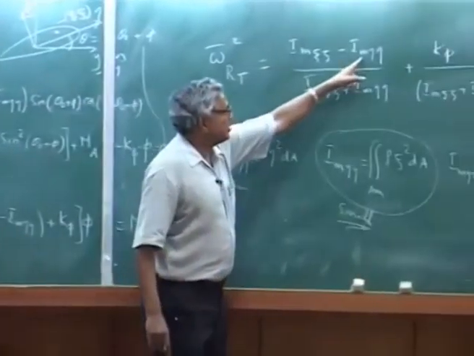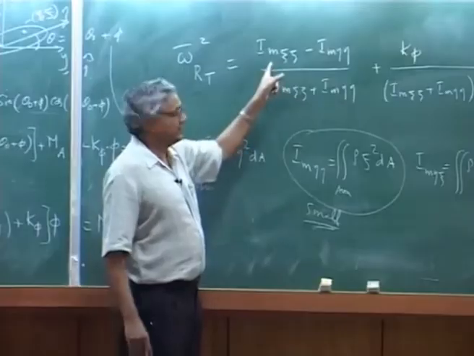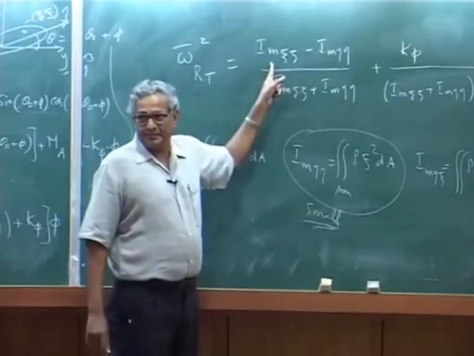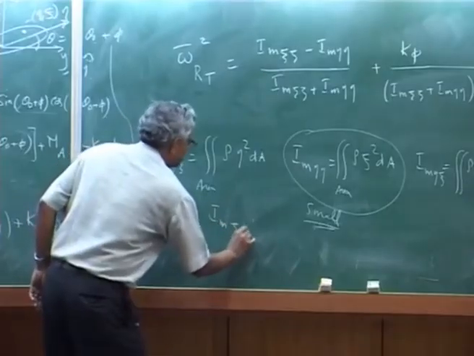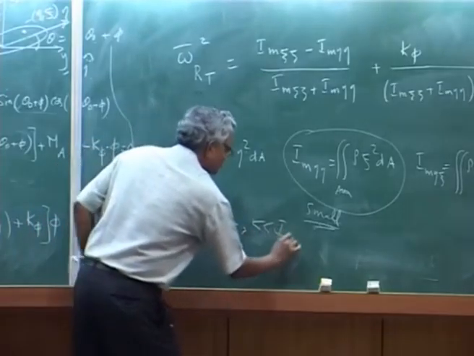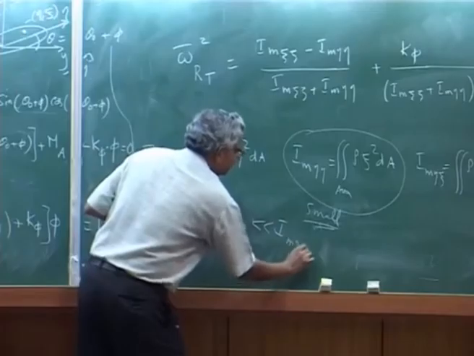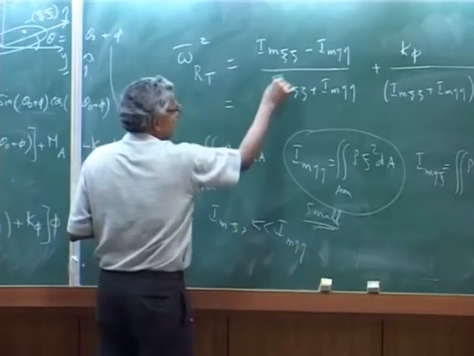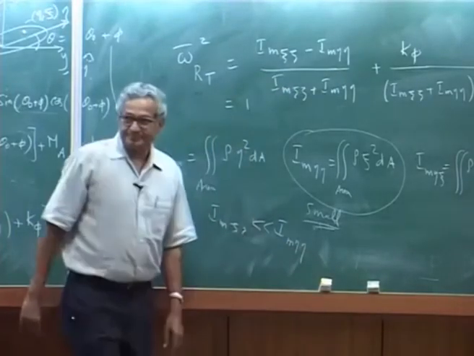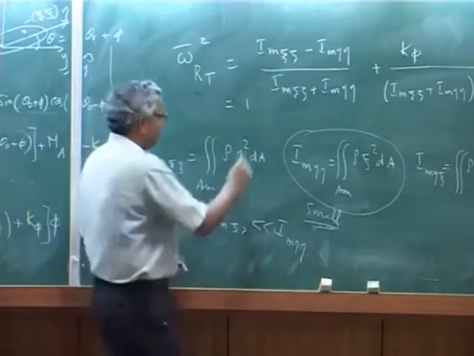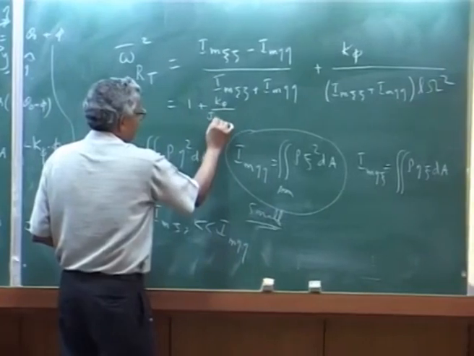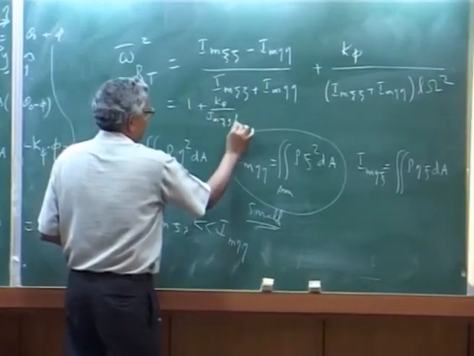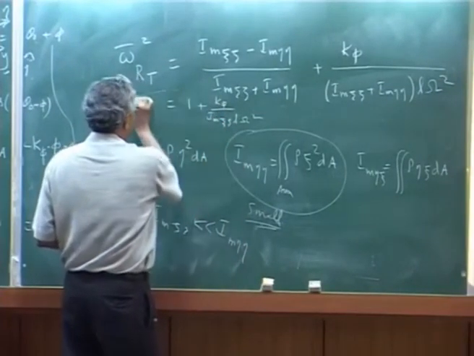Now, if you say this quantity is smaller than this, that is you write I m psi psi is much smaller than, I am just making an assumption, I m eta eta, this becomes 1, okay, 1 plus k phi over I m L omega square.